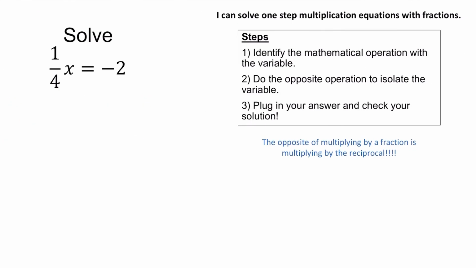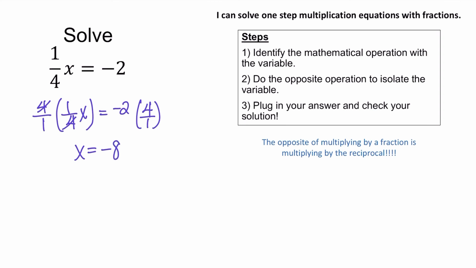Now let's try solving 1 over 4 times x equals -2. So instead of multiplying by 1 over 4, I'm going to undo that by multiplying by the reciprocal, which is 4 over 1. So I'm going to do that to both sides of my equation. Here, the common factors will cancel, leaving me with just x. And then on the right side, I'm multiplying negative 2 times 4, which is negative 8.